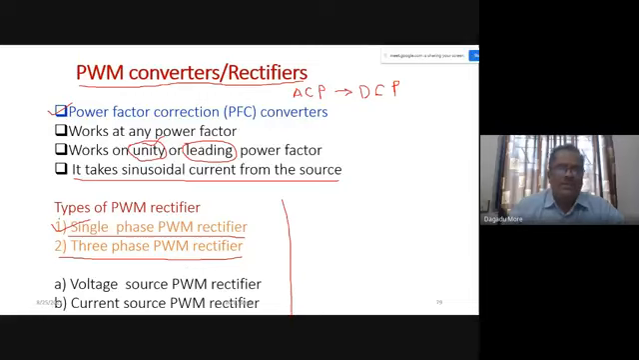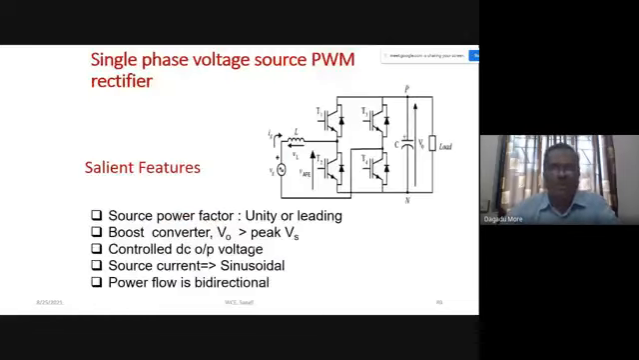One classification is based on input supply, whether it is single phase or three phase. When supply is single phase AC, it is called a single phase PWM rectifier. When supply is three phase, it is a three phase PWM rectifier. And the other is based on what type of DC output we can obtain. If our DC output is a voltage source, it is called a voltage source PWM rectifier. And when the output DC power is in the form of a DC current source, it is called a current source PWM rectifier.